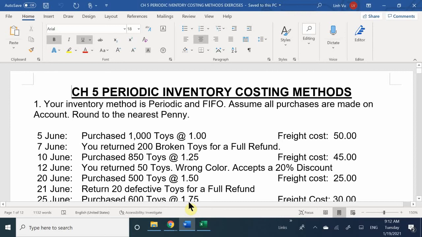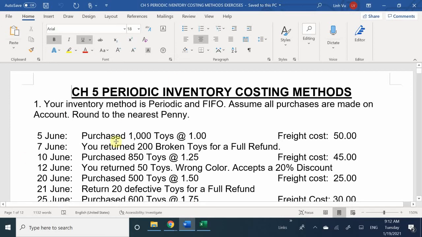Then on June 7th, you returned 200 broken toys for a full refund. So here you have a couple of options. You can choose to record this in the journal first, or you could work this out in the worksheet and then figure out the journal later. So let's go ahead and do the second one.